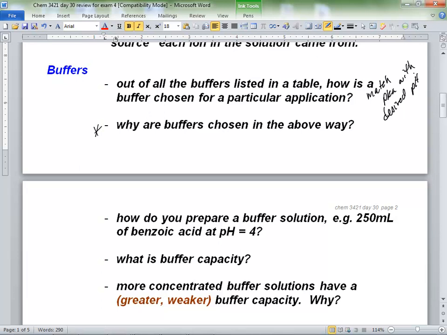Yeah, the buffer, if you add a strong acid, the conjugate base reacts. Strong base, the conjugate acid reacts. You're right, but why do we choose them in that way?